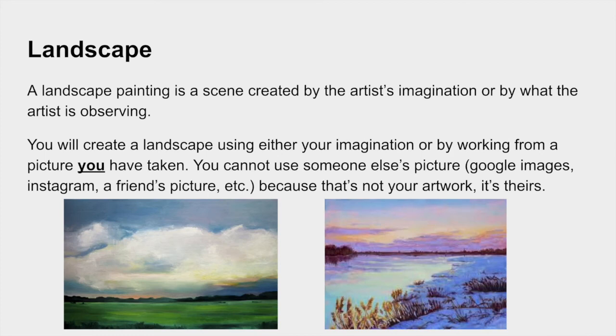So a landscape painting is a scene created by an artist's imagination or what the artist is observing. And for this project, you will be creating a landscape using either your imagination or by working from a picture that you have taken. You cannot use someone else's picture. So no Google Images, no Instagram. You can't use a friend's picture that they took because it's not your artwork, it's their artwork. So if you would prefer to work from an image instead of your imagination, then you need to make sure you have a picture that you've taken on hand.